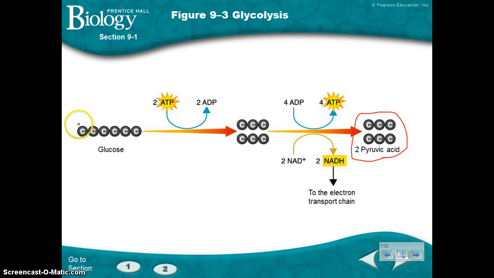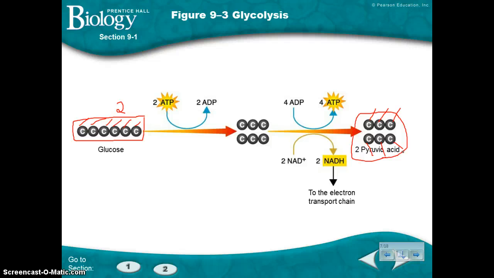So basically we started with glucose, which had 6 carbons in it. So this is just one glucose molecule. And we busted it in 2. And each of our pyruvic molecules has 3 carbons. So we haven't gained or lost any carbons. Again, we've just broken the molecule in half.